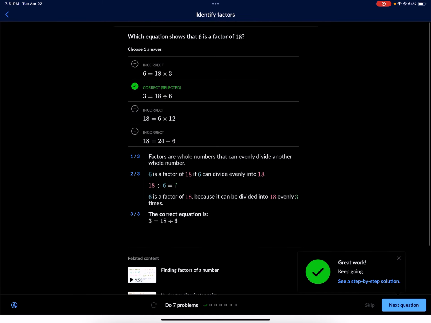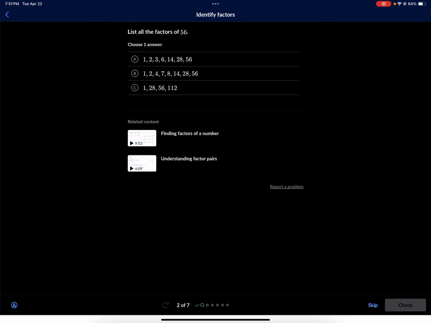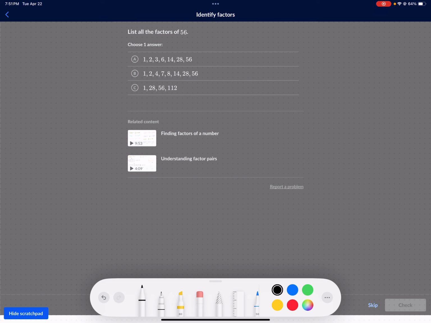Alright, let's see if we can try this again. That was embarrassing. Okay, list all the factors of 56. So my strategy here is to just go for the choices and check if there is a factor. So first off, factors have to be 56 or lower. We can immediately eliminate answer C because it has 112, which is way too big. And now we have A and B.